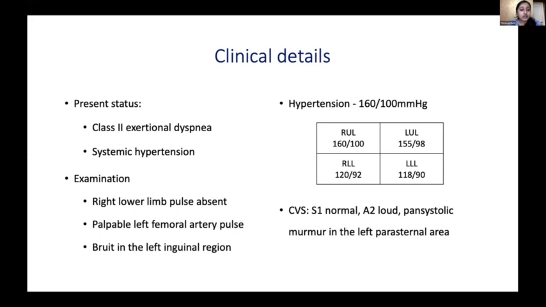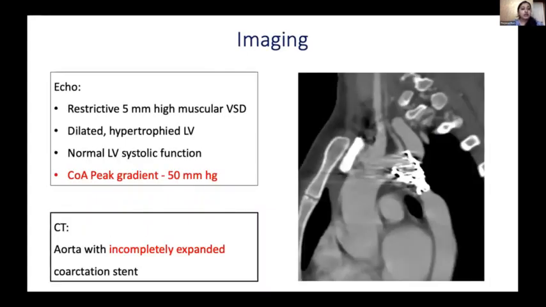On examination, the right lower limb pulses were absent. Her left femoral artery pulse was palpable. However, there was a bruit heard in the left inguinal region. The clinical coarctation gradient was around 40 millimeters of mercury between the right upper limb and the lower limbs, and there was a 5 to 6 millimeters of mercury gradient between the right and left upper limbs. Echo showed a restrictive 5 millimeter high muscular VSD shunting left to right, a dilated hypertrophied LV with normal LV systolic function, and a coarctation gradient of 50 millimeters of mercury.